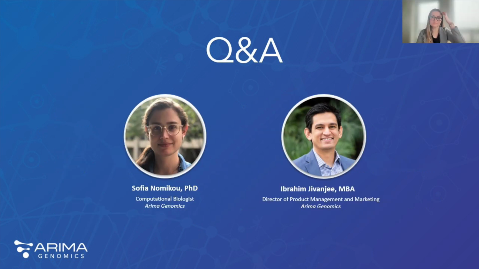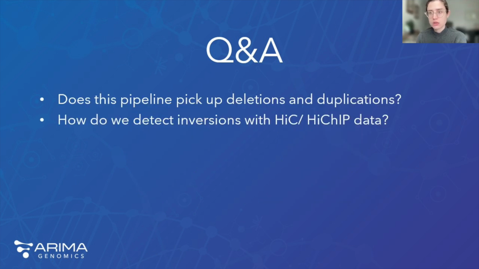Just one last comment from me. I see some questions about deletions or duplications, and during the talk we mostly focused on translocations, but the pipeline does identify deletions and duplications. It doesn't classify them as of now, so it won't tell you this is a deletion, but by reviewing the heat map, you can infer that.